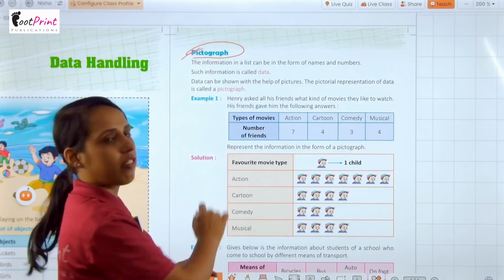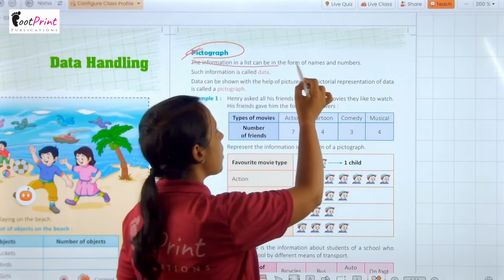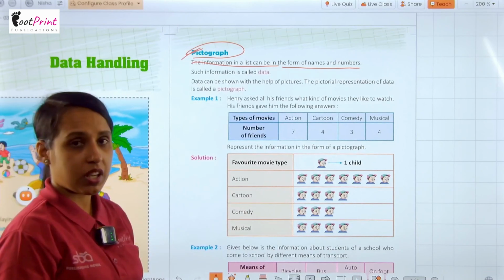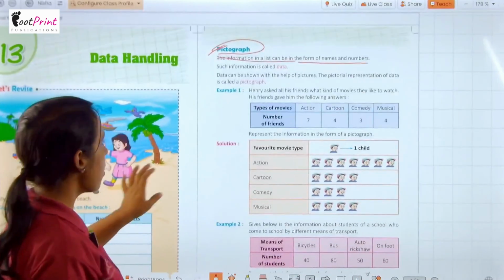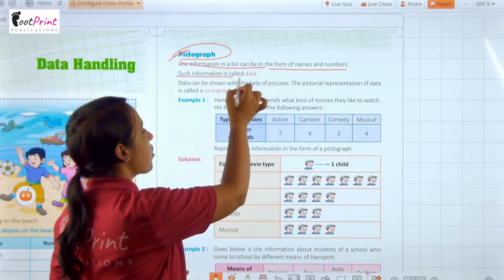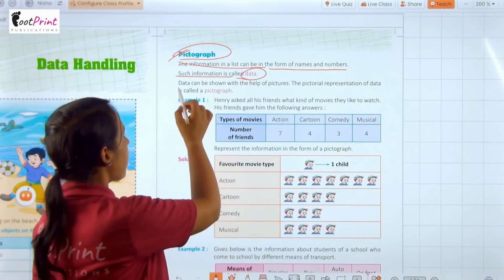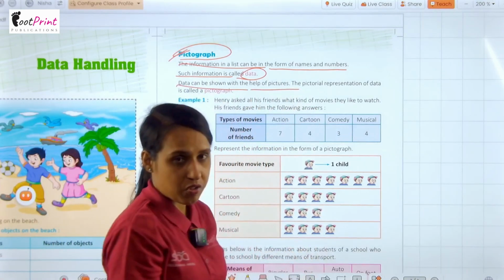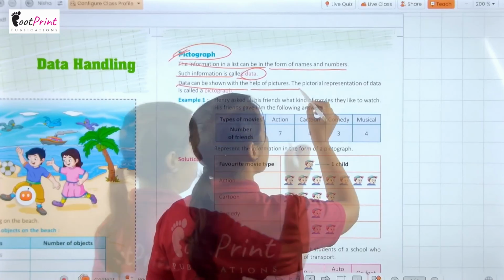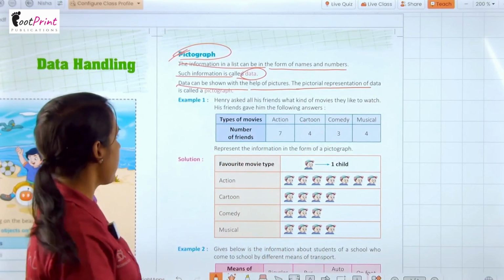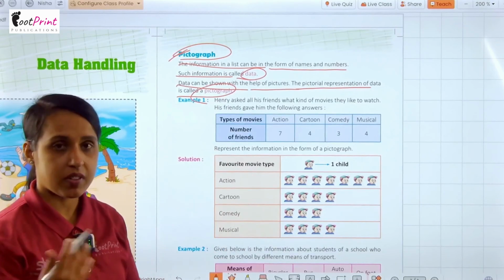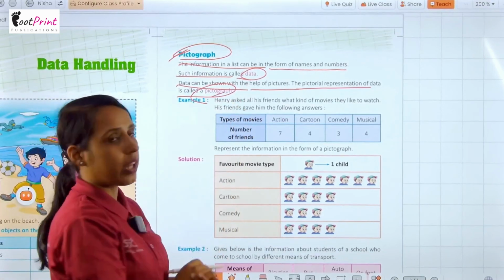After that, now we will learn about pictograph. The information in a list can be in the form of names and numbers. So the information we have collected here is in names and numbers. Such information is called data. And data can be shown with the help of pictures. The pictorial representation of data is called pictograph. When we represent data through pictures, we call it a pictograph.